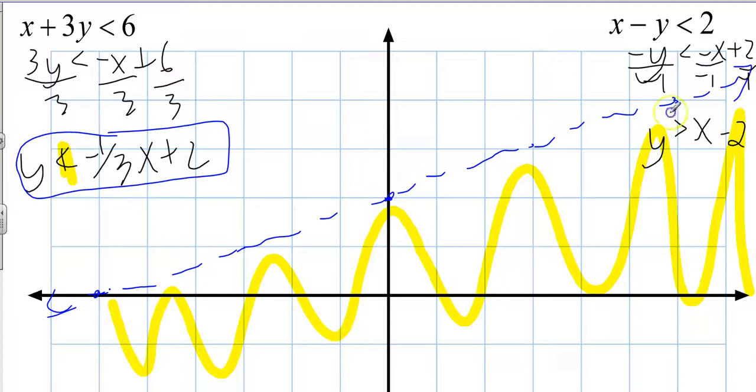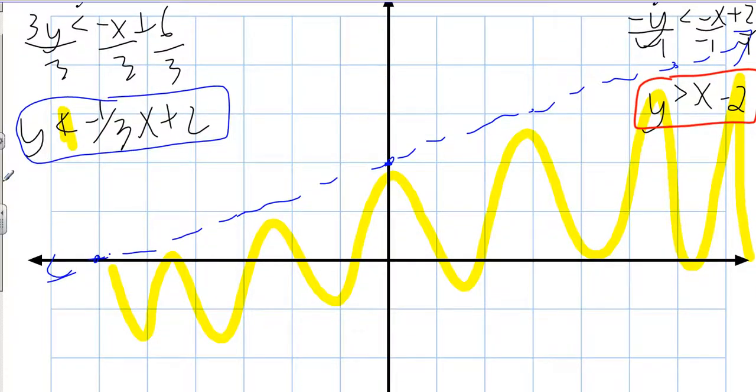So I'm going to graph that one in red. Negative 2 is the y-intercept. Let me try to push that down just a little bit. Negative 2 is the y-intercept. The slope is 1, so I'm going to go up 1 over 1. Looks like it crosses right about there. And this is a dotted line as well, so I'm making a dotted line.